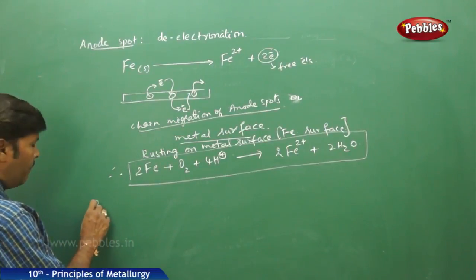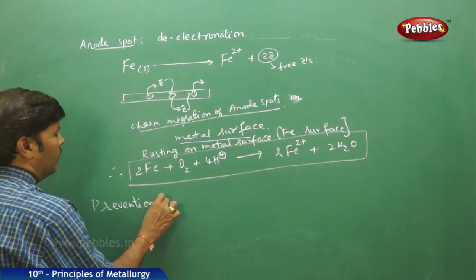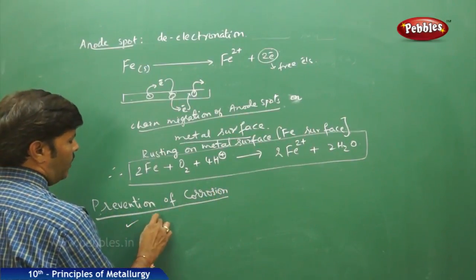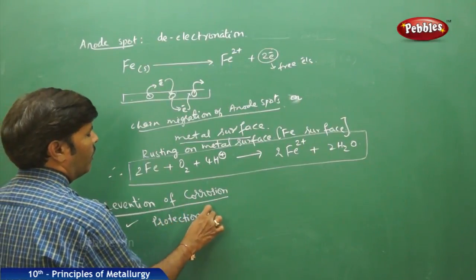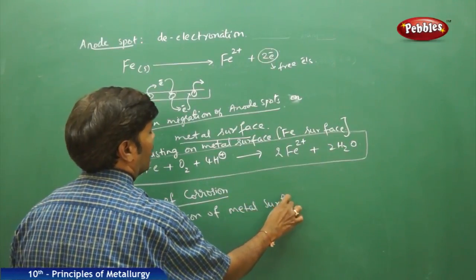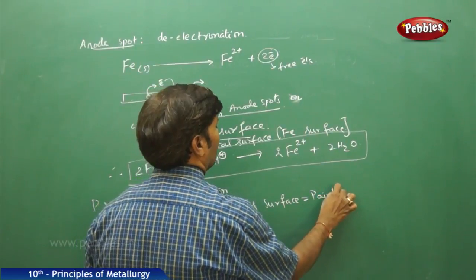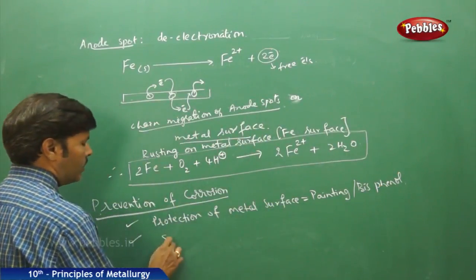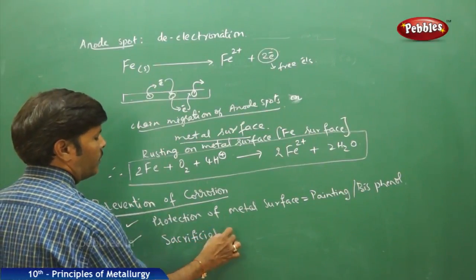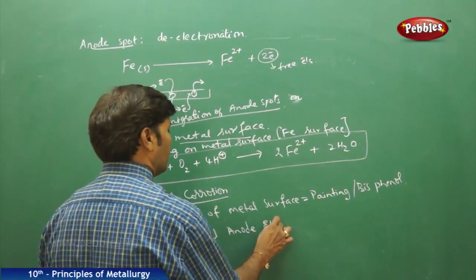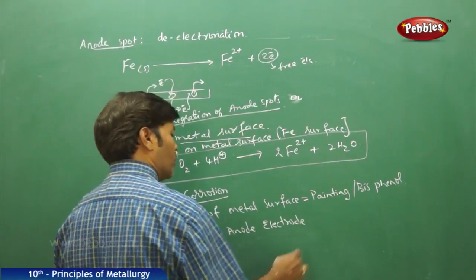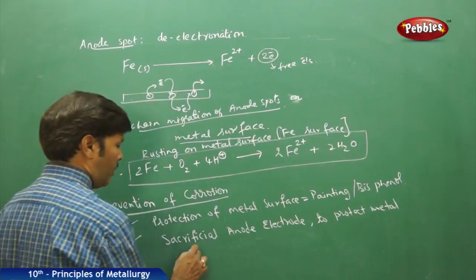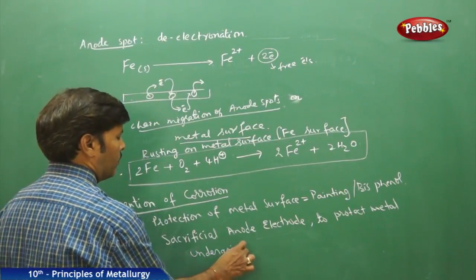So, prevention of corrosion. Next, if you go for prevention of corrosion, we can take protection of the metal surface by painting. Painting is done through bisphenol. Then you can also use a sacrificial anode electrode to protect metal undergoing corrosion.